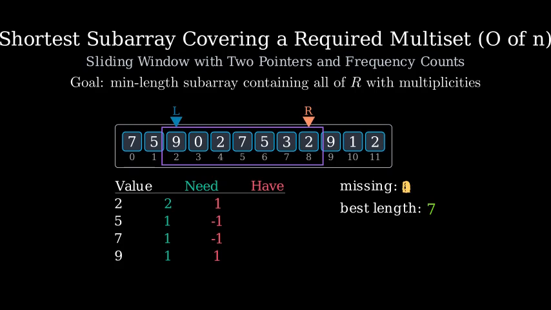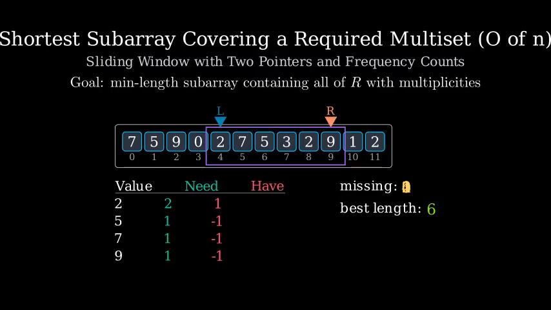Next, move the right pointer further to index 9, a 9. Since we now have an extra 9, we can shrink from the left. Move left past index 2 and past index 3, which is not required. We stop at index 4 because we need 2 2s. The new window is from 4 to 9 with length 6, so best becomes 6.